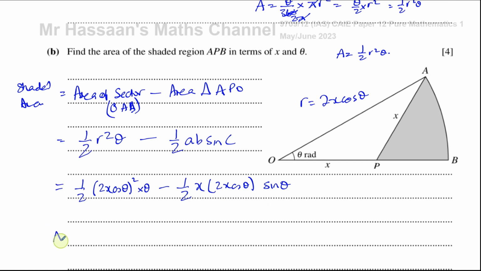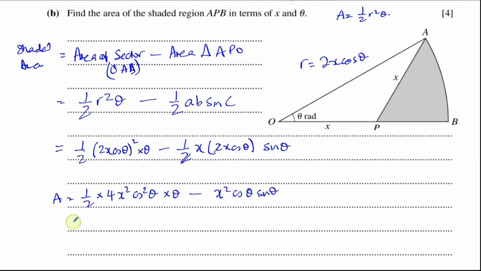Now we simplify. First we have to square the bracket. That's going to be a half times 4x squared cosine squared theta times theta, minus, and that will cancel with that, you're left with x squared cosine theta sine theta. So when you simplify, a half times 4 is 2, giving 2x squared theta times cosine squared theta, minus x squared times sine theta cosine theta.